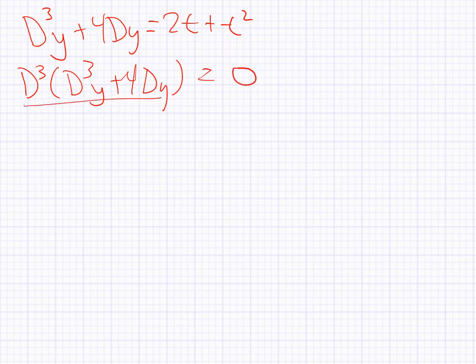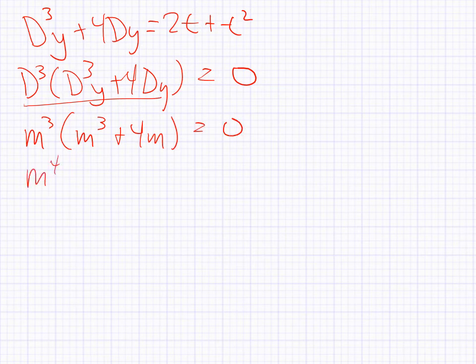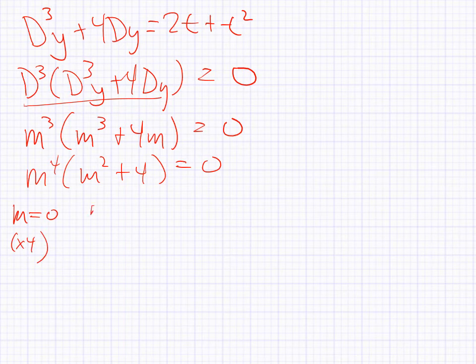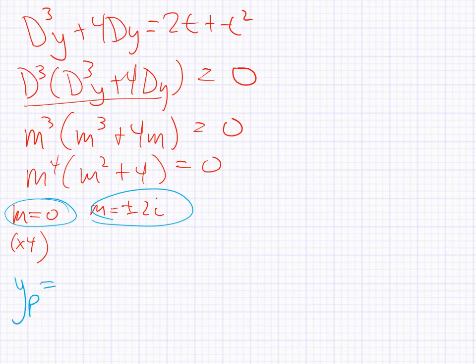So then the auxiliary equation that we get from this is m cubed times (m cubed plus 4m) equals 0. Notice we then have an m to the 4th times (m squared plus 4) equals 0. And so we're going to get m equals 0, but now that's repeated 4 times, and we have m equals plus or minus 2i. Well, think about this. M equals plus or minus 2i, and one of these m's came from y sub c. So y sub p would start with the next m, okay? So that would be the first time it's repeated.